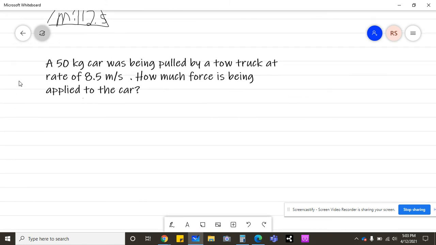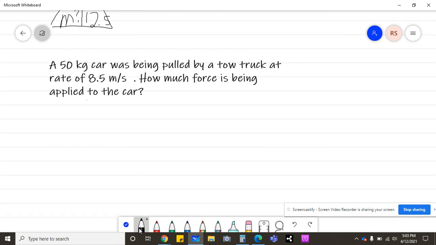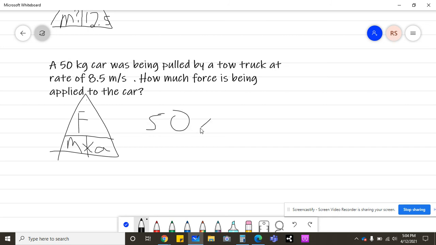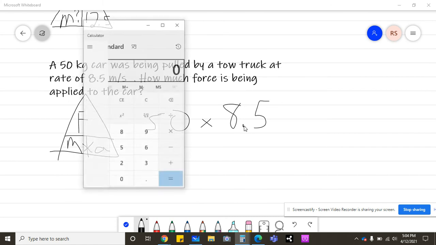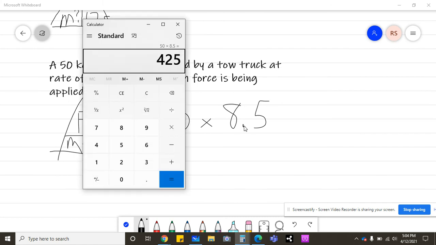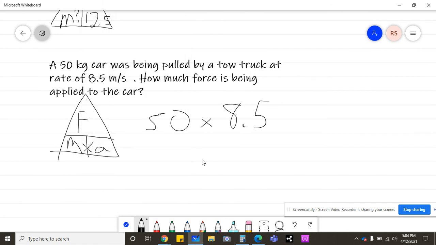And so the second problem is asking for how much force. In this case, we have our formula chart. We're trying to find force, F. We don't know what it is. And then mass and acceleration on bottom. So we need to multiply those two together. And so we would do 50 times 8.5 in this case. And we would type that in our calculator, 50 times 8.5. And that's giving us 425 newtons in this case.